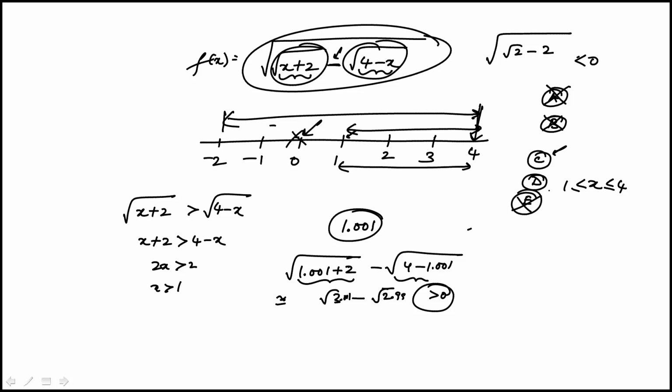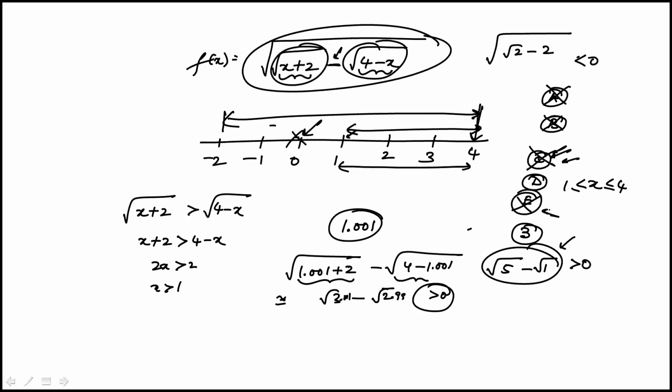And you can use that argument to eliminate E. And we can use the same argument to eliminate C, where actually it might be easier to use 3, for example, x equal to 3, because that would mean √5 minus √1, which is positive. That would eliminate C.